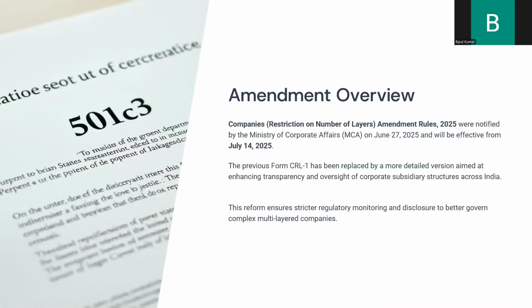The Companies (Restriction on Number of Layers) Amendment Rules 2025 were notified by the MCA on 27th June and will be effective from 14th July. The previous Form CRL-1 has been replaced by a more detailed version. The purpose of this form is enhancing transparency and oversight of corporate subsidiary structures across India. This is a stricter regulatory monitoring and disclosure to better govern complex multi-layer companies.